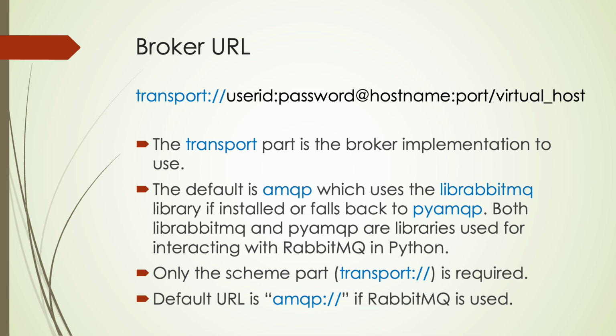The transport part is the broker implementation to use, and the default is AMQP, which uses the librabbitmq library if installed or falls back to PyAMQP. Both librabbitmq and PyAMQP are libraries used for interacting with RabbitMQ in Python. Only the scheme part, transport://, is required. The rest is optional and defaults to the specific transport's default values. So for RabbitMQ, the default URL is amqp://.